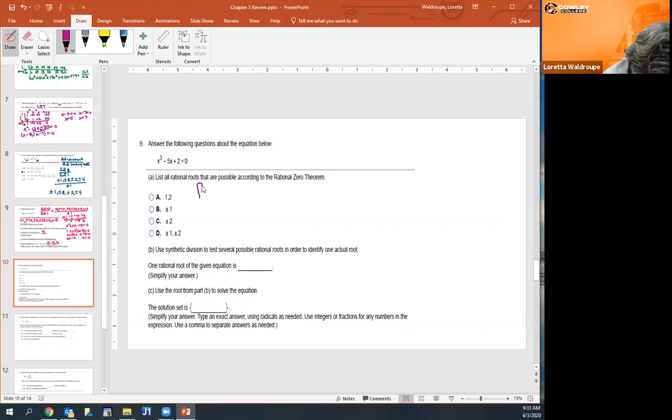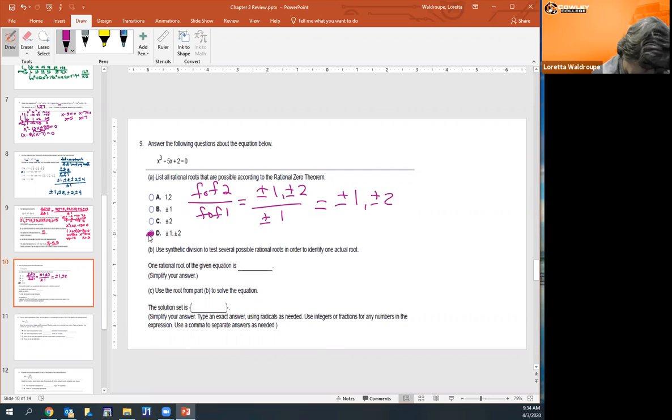Okay, all possible zeros. So we have the factors of 2 over the factors of 1. So to get 2, it's 1 and 2 divided by the factors of 1 is just 1. So 1 divided by 1 and 2 divided by 1. Now, which one do you want to try? It's a gamble. Let's try 2.